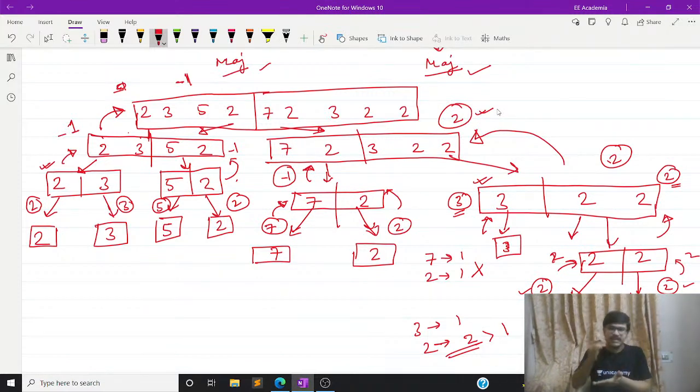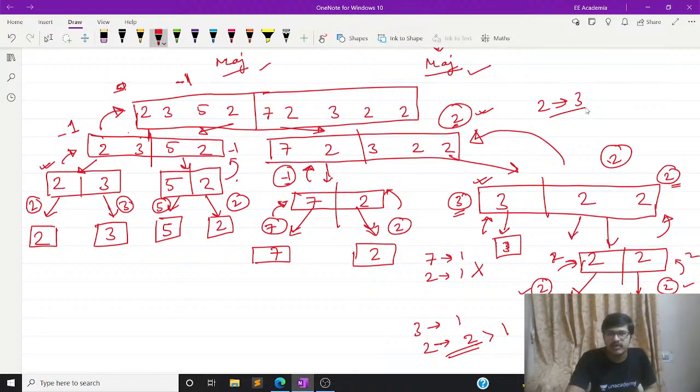The majority element in the right half might not be the majority element in the entire array. If the left half has -1, but only the right half has a majority element of 2, then 2 might or might not be the majority element in the entire array. So what you do is simply count the frequency of 2. The frequency of 2 in this entire array is 3, right?